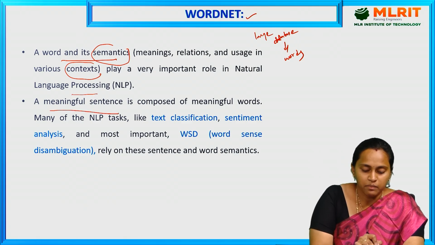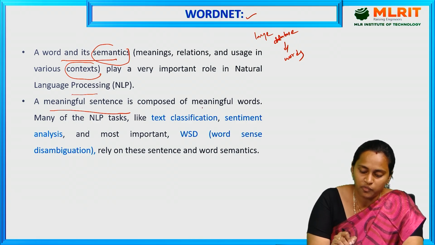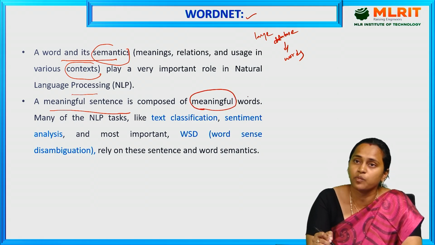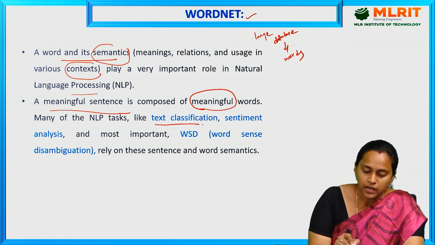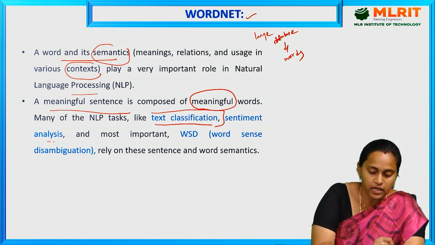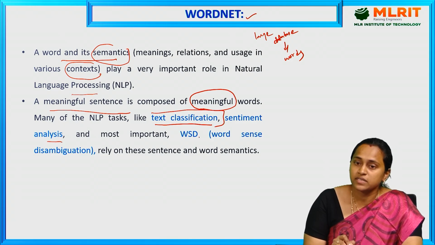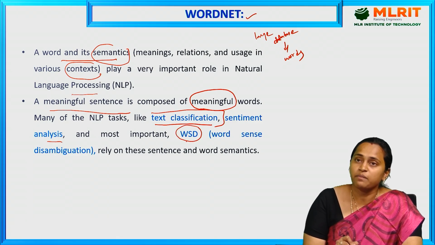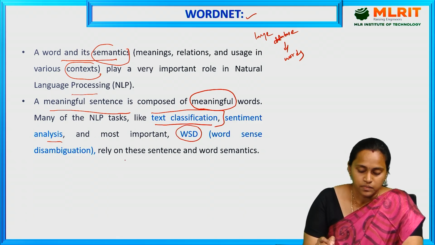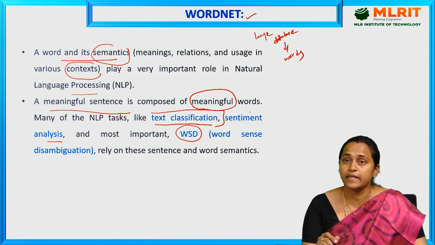A meaningful sentence is composed of meaningful words. So by using the meaningful sentence, we can compose the meaningful words, depending on the sentence and the surrounding of the text. So it can be used in text classification, sentiment analysis, and most importantly, as we discussed in the previous video, word sense disambiguation. This is a very important one in the NLP subject. In these areas we are using the WordNet database.